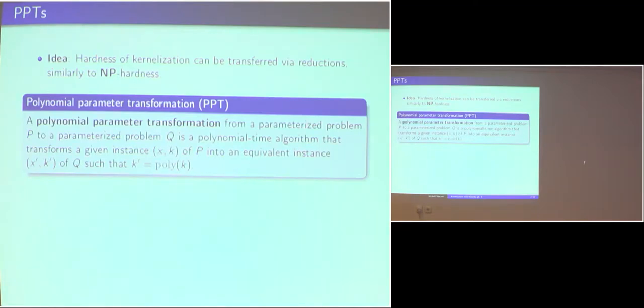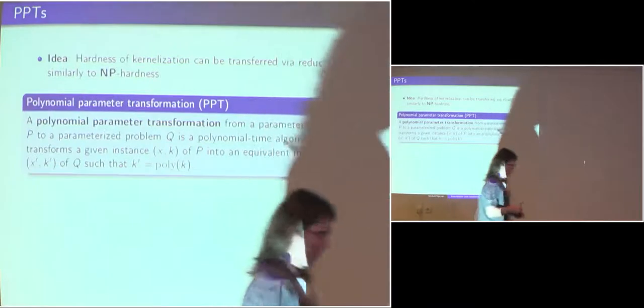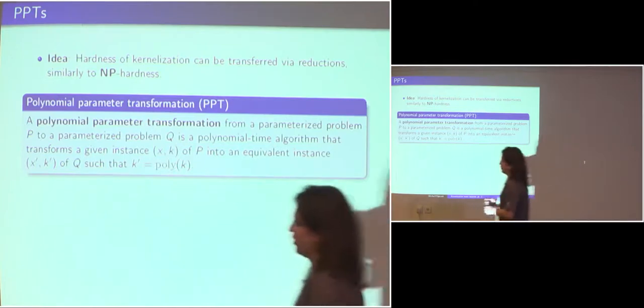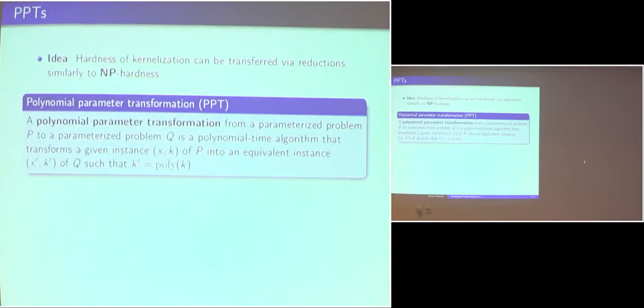And what should be so special about this reduction? It should run in polynomial time, because at the end of the day we are dealing with polynomial time algorithms, being kernelization. And also the parameter blow-up should be polynomial. So the output parameter should depend polynomially on the input parameter. If I've got parameter k here, there should be parameter poly(k) here.